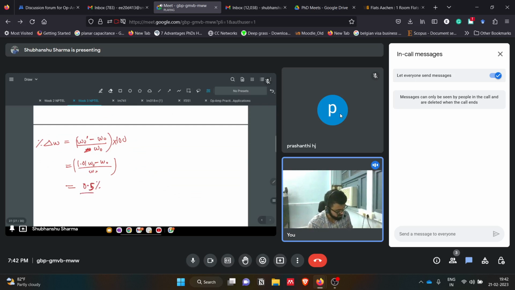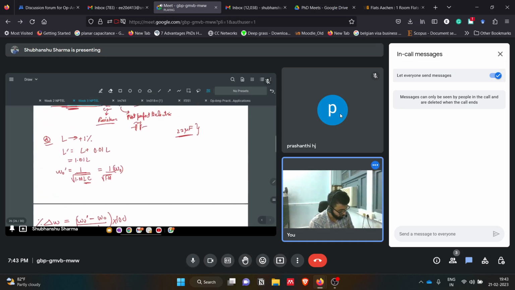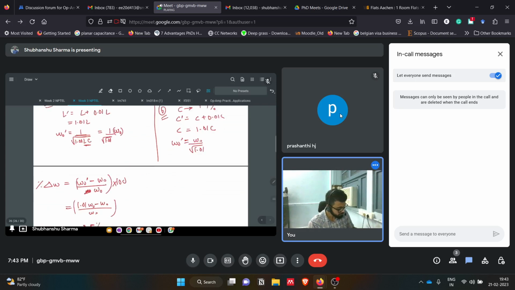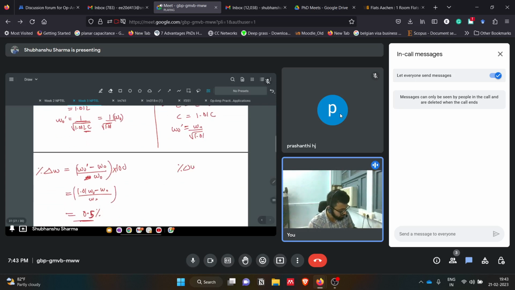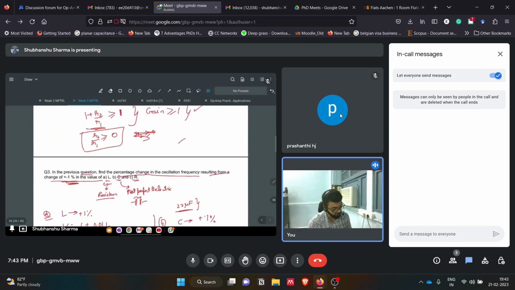So this much percentage change will be absorbed in your oscillating frequency. What if it is a capacitor, C changes by plus 1%? Then C prime will be C plus 0.01 C, that is 1.01 C. So omega naught prime will be omega naught by under root 1.01. So then the percentage change in delta omega will be the same, 0.5%.